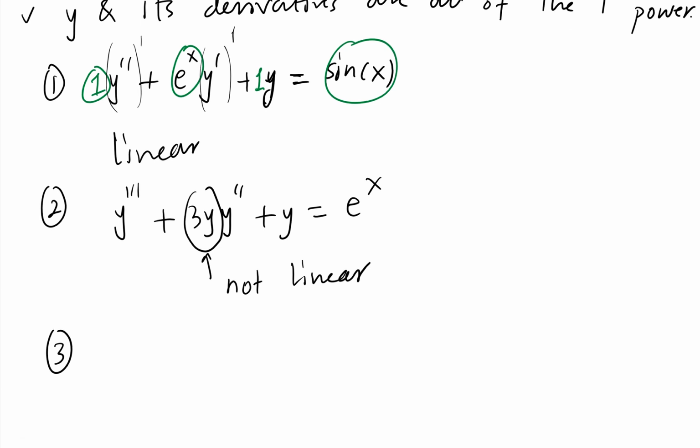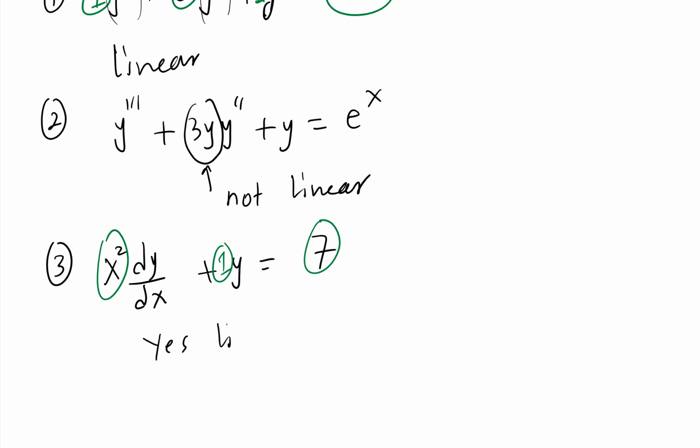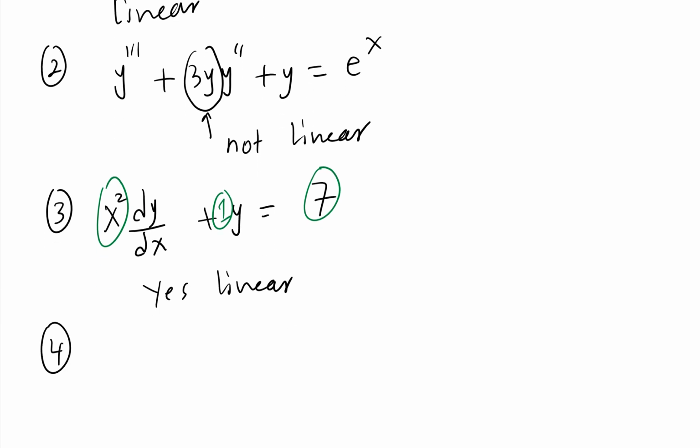Other examples. How about x squared dy/dx plus y equals 7? Is that linear? Well, let's look at the coefficients first: x squared, 1, and 7. Everything is in terms of x. Even if it's a constant, that means 7 times x to the 0. So yes, this is linear, and the degree of this is just 1, or the power is 1.